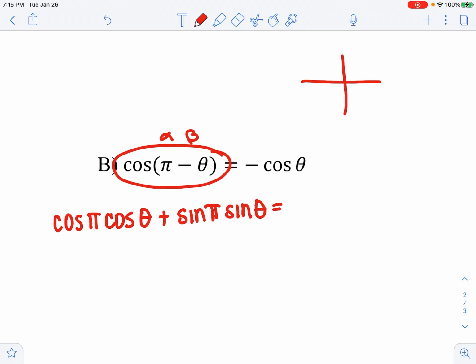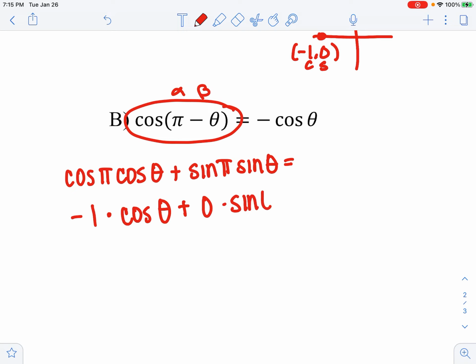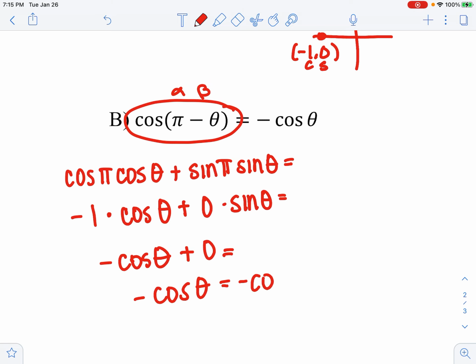All right, so now we need the ordered pair for pi. So I'm going to do a little sketch up here. Ordered pair for pi. Pi is right here: -1, 0. This is cosine, this is sine. All right, cosine of pi is -1 times cosine of theta plus sine of pi is 0 times sine of theta. That's negative cosine of theta plus 0, which is negative cosine of theta.